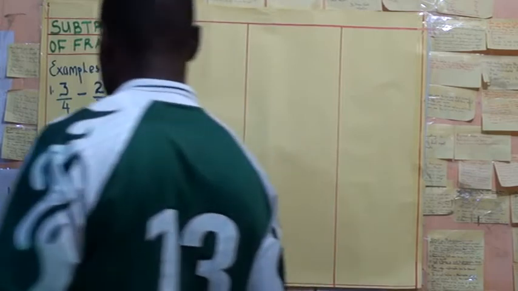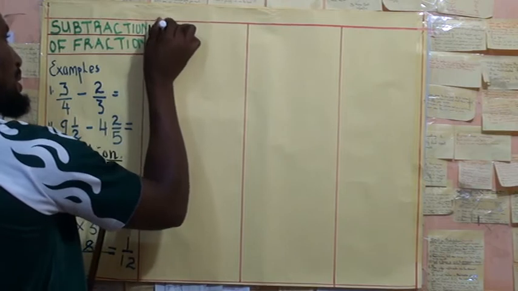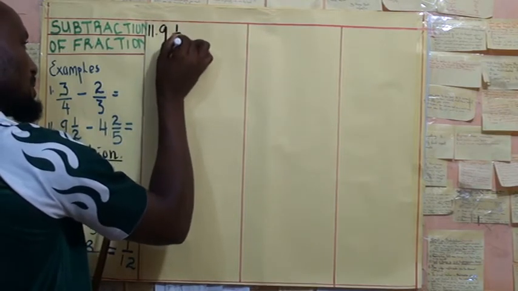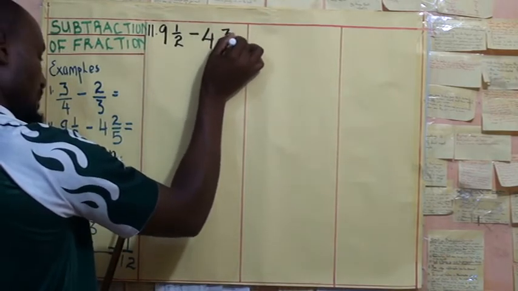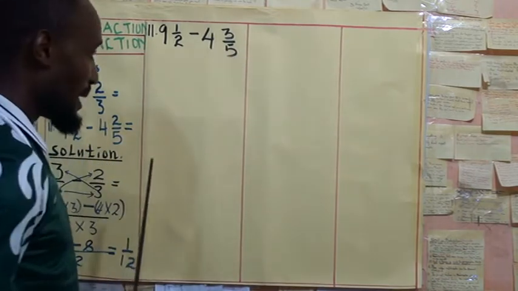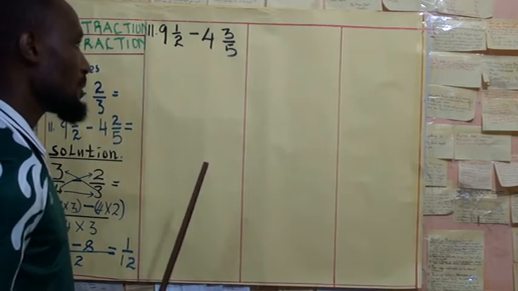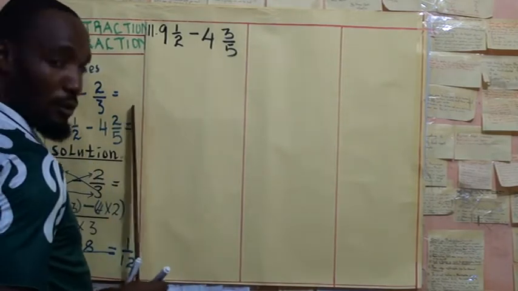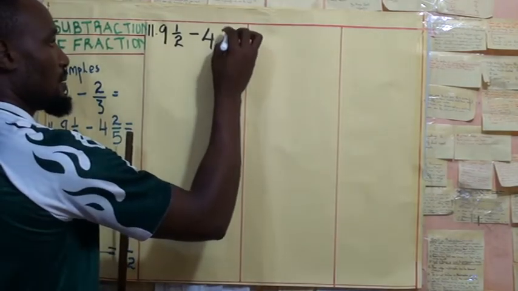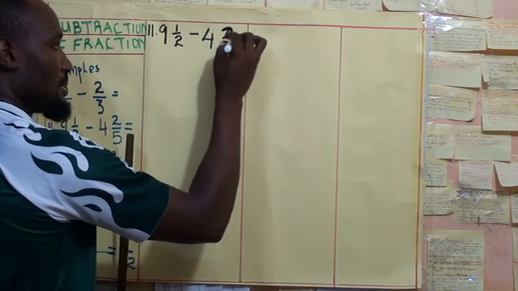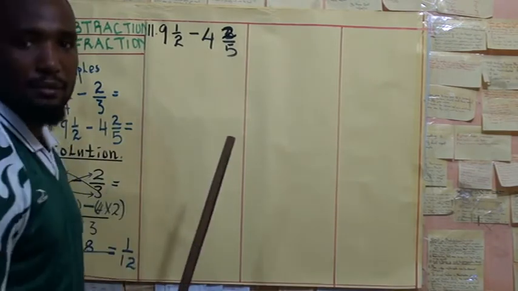Let's see the solution for question number 2. Question number 2. Solution. 9, 1 over 2 minus 4, 2 over 5. Sorry, that is 4, 2 over 5. Sorry for that. Now, how do we solve this question?